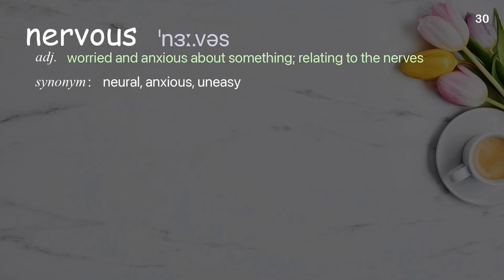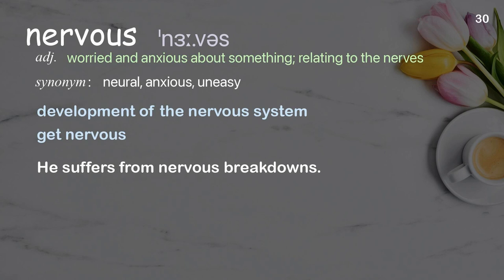Nervous. Worried and anxious about something. Relating to the nerves. Examples: Development of the nervous system. Get nervous. He suffers from nervous breakdowns.